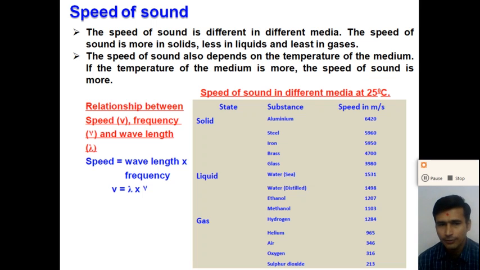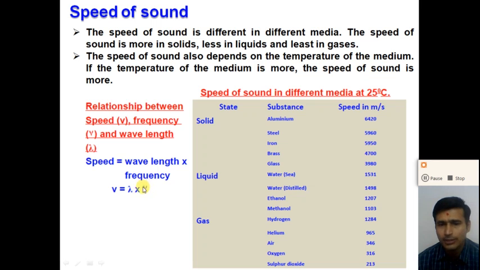And what is the wavelength? The distance between two consecutive compressions, or we can say the distance between two consecutive compressions or rarefactions is called the wavelength, right? Or we can say that the distance between two consecutive crests or troughs is called the wavelength. So speed of the sound wave is equal to the wavelength into the frequency, right? So speed of the sound wave v is equal to wavelength of the sound wave lambda into frequency nu.